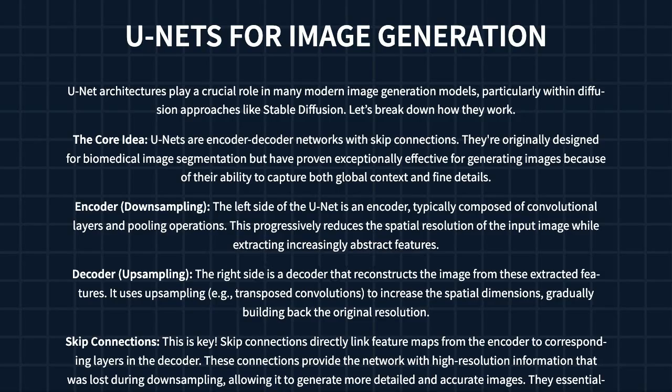But here's the magic. UNets have skip connections that link the encoder's information directly to the decoder at corresponding scales. This ensures the network doesn't lose any crucial details during the compression process. It remembers exactly what's important. And in models like Stable Diffusion, UNets predict the noise added to a picture as part of a diffusion process, allowing them to reconstruct an image from pure random noise based on your text prompt.